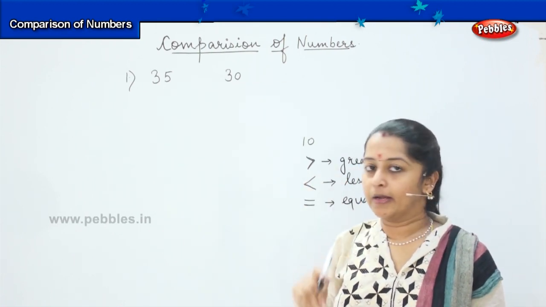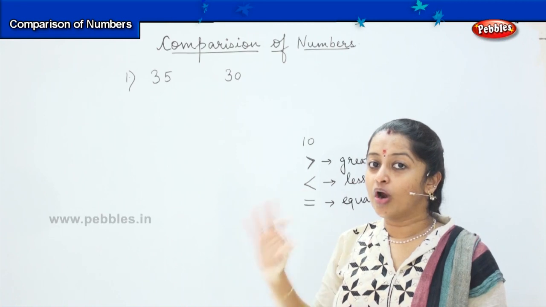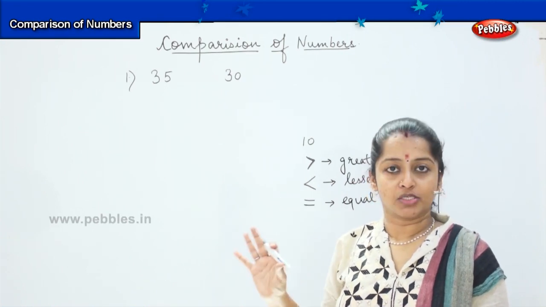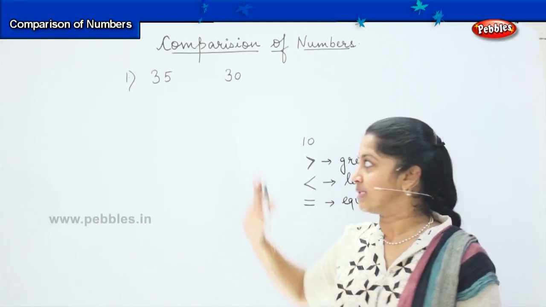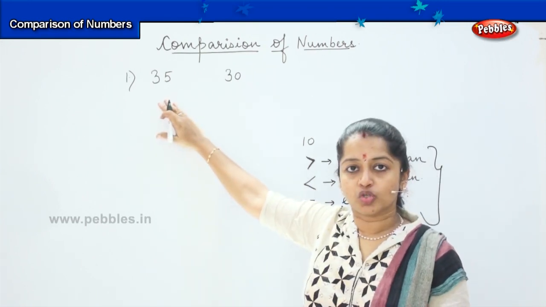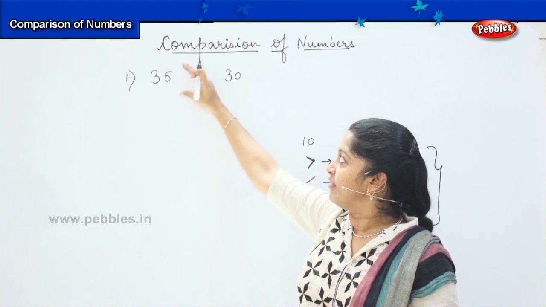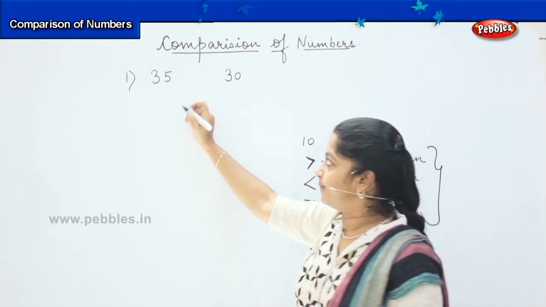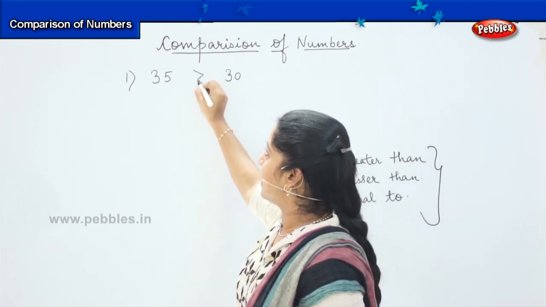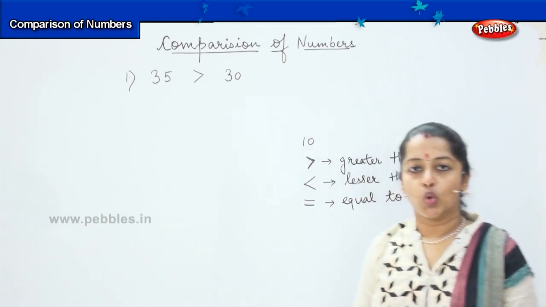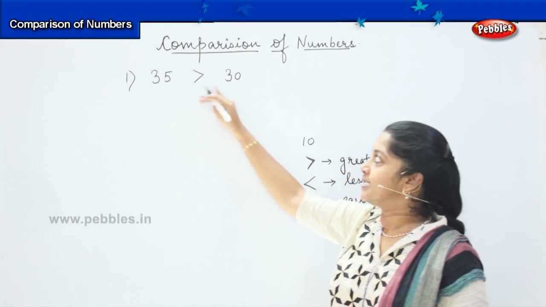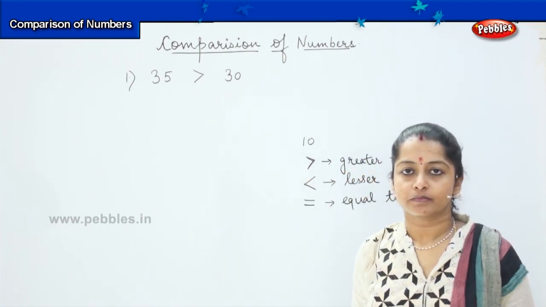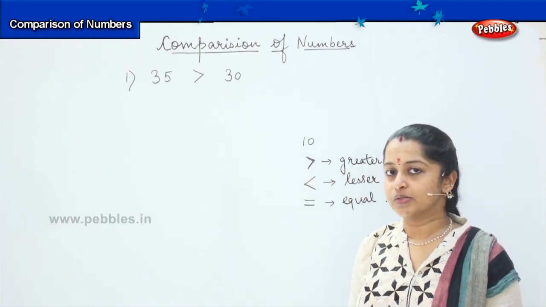If you remember, I said the crocodile always likes to eat the bigger numbers, right? It doesn't like the smaller ones. It only attacks the bigger one. So what are we going to do? Where will we place the mouth of the crocodile? Like this. So in other words, we can say 35 is greater than 30. Understood? Shall we do some more?